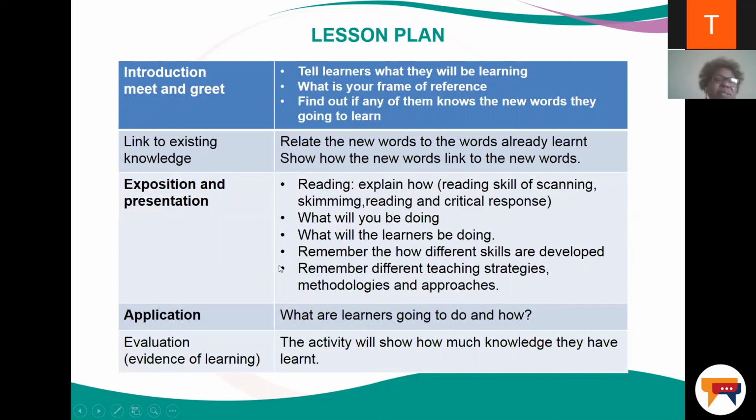Exposition and presentation. Reading: explain how. Reading skills of scanning, skimming. If they're doing reading, tell us what it is that they'll be doing. They'll be scanning, they'll be skimming, or they will be doing critical responses. What will they be doing? What will the learners be doing?